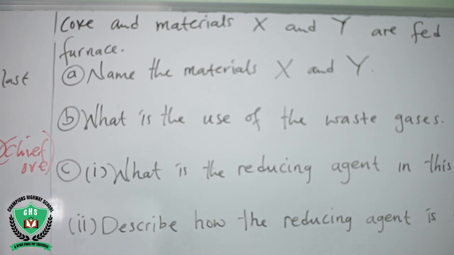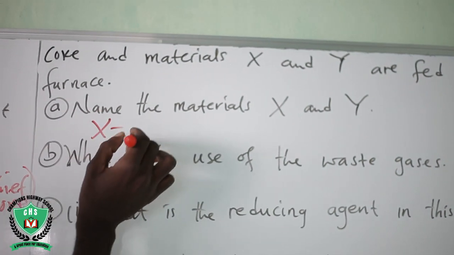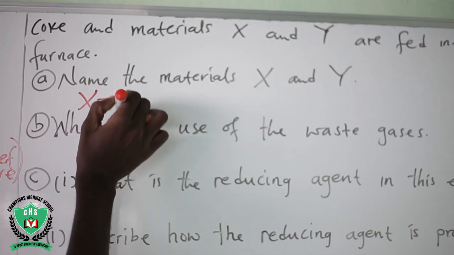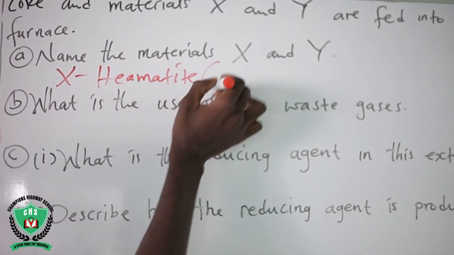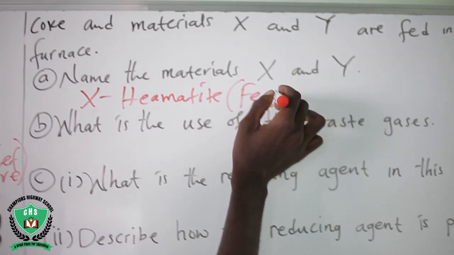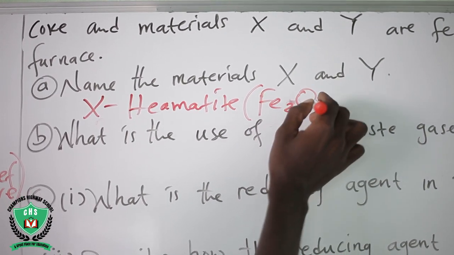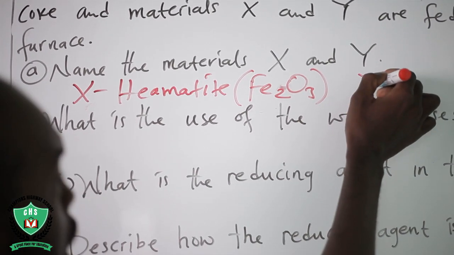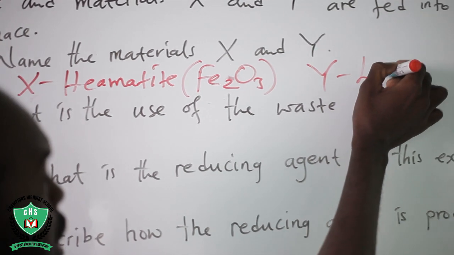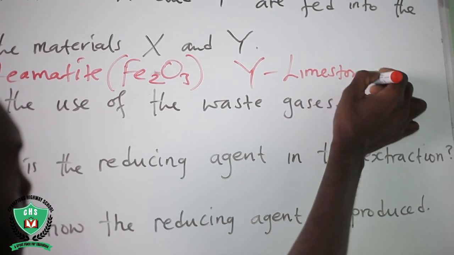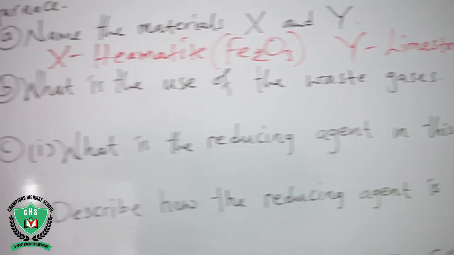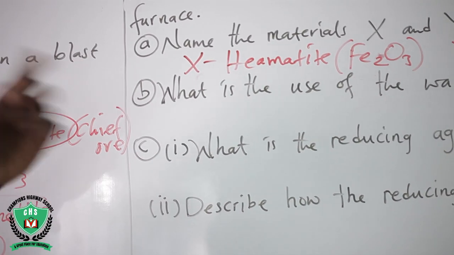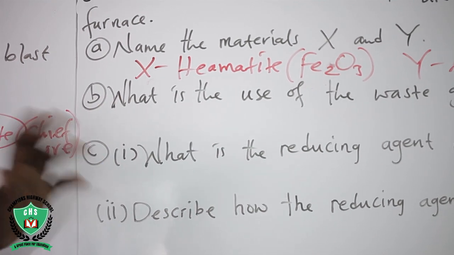So on this one, we can say X can be hematite, with the formula iron 3 oxide. And Y, we can say is limestone, which is calcium carbonate. This question came up as an exam question.